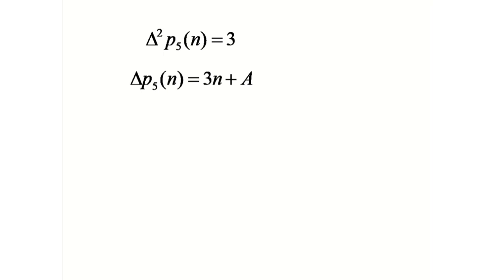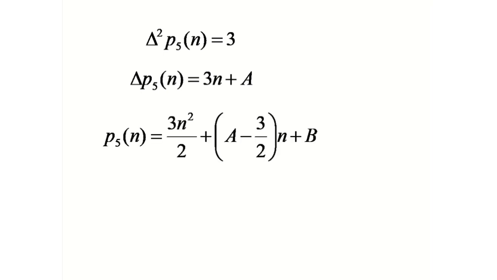So if I again finite integrate, which is very difficult to do in general because it requires a lot of intuition, our p5, or pentagonal number, will be equal to 3n squared by 2 plus (a minus 3/2) times n plus some other constant b.